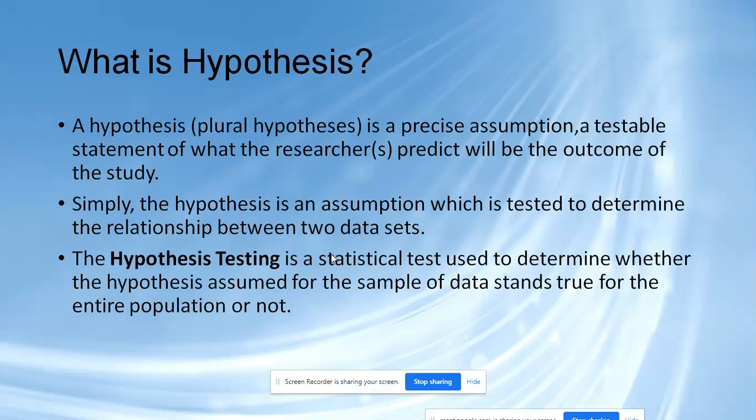Then through the study the researcher tries to prove that hypothesis, whether that hypothesis is accepted, or it may be rejected. So a hypothesis in short is nothing but one statement that is made by the researcher with respect to his or her research study. In other words, a hypothesis is an assumption which is tested to determine the relationship between two data sets.